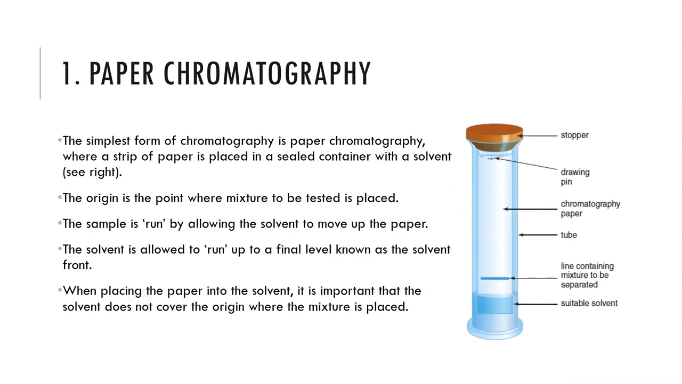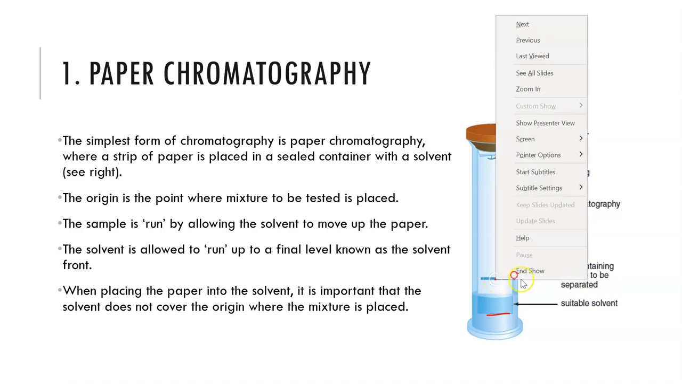For paper chromatography, this is the simplest and cheapest form of chromatography. We have a strip of filter paper placed in a sealed container with a solvent. So this is our solvent here, which is going to form our mobile phase. Paper is our stationary phase. It is placed inside a sealed container to avoid evaporation of volatile solvents, which is often the case when dealing with polar solvents. The origin is marked, and this is where the mixture tested is to be placed.